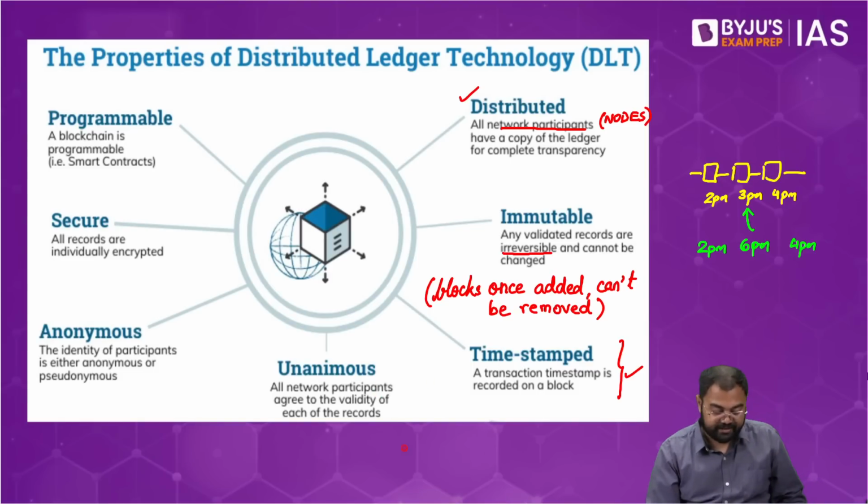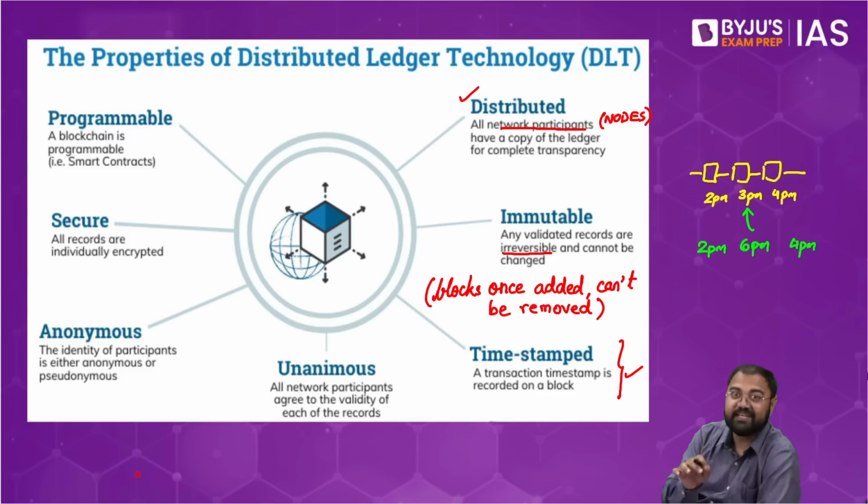Then we say that it is a unanimous system. Unanimous because all the participating nodes have to validate the transaction. If anyone does not validate, then the transaction will not go forward. They either should not participate, meaning that they should neither say yes or no, or they should be able to validate. If they are participating and rejecting it, then the entire transaction will be rejected.